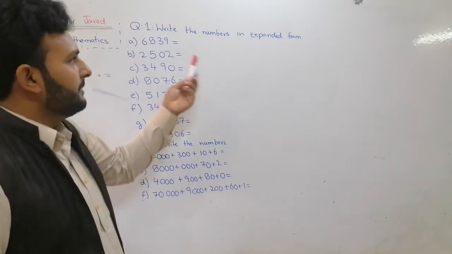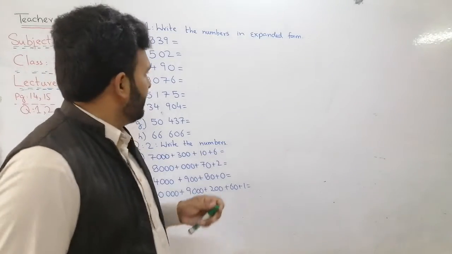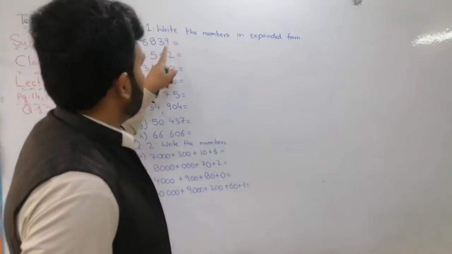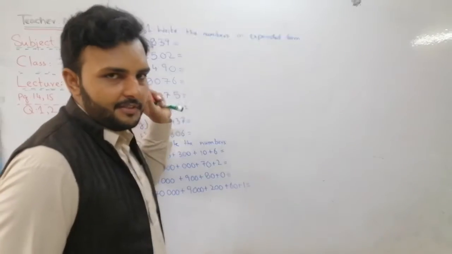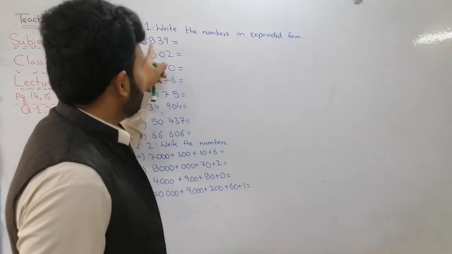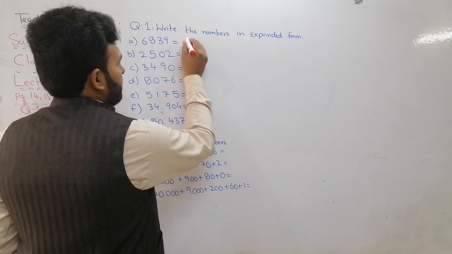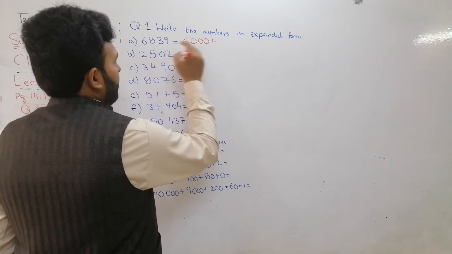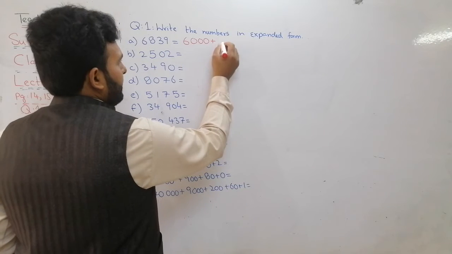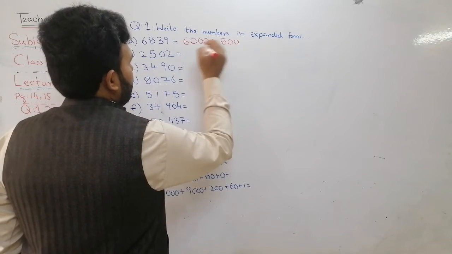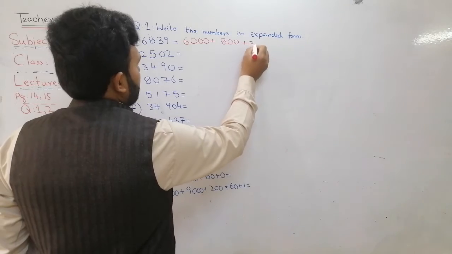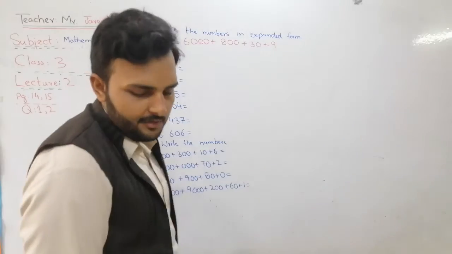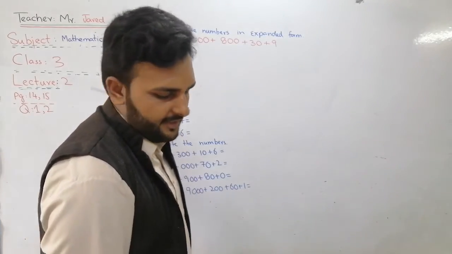Write the number in expanded form. First of all, students, you should know about the place value. The place value of 6 is 1000, so at 6 it will be 6,000. After that, 8 is at the hundreds place, so 800. And 3 is at the tens place, so it will be 30, and then 9. Clear all of you? All the students, you should know about that.